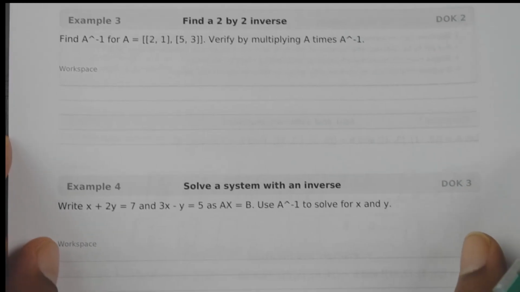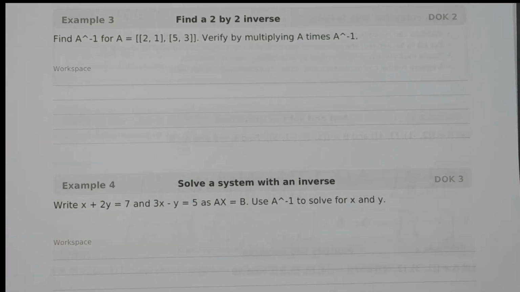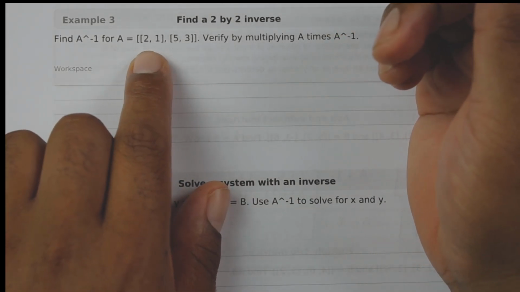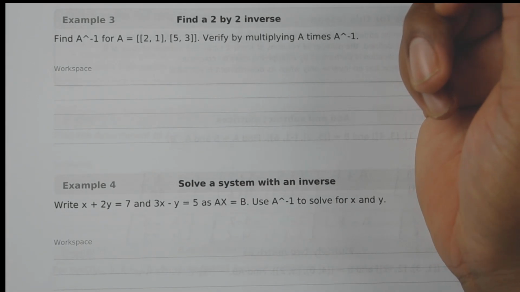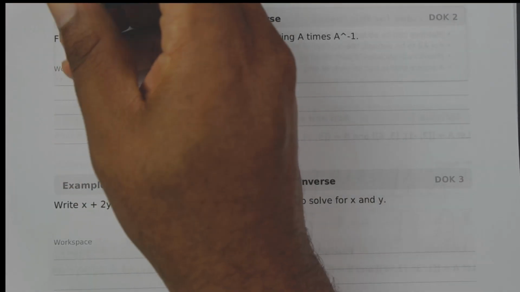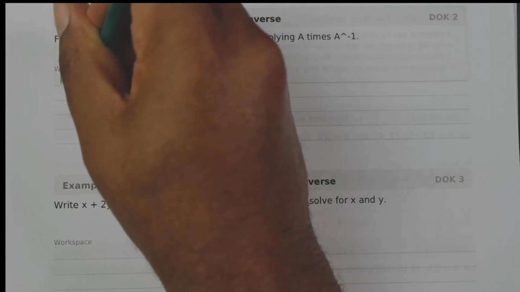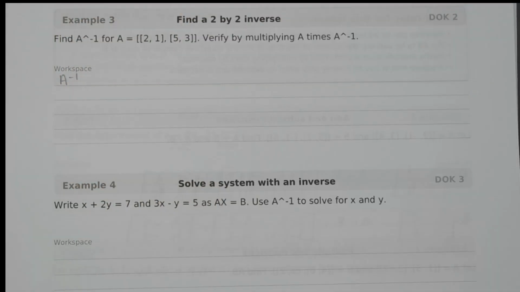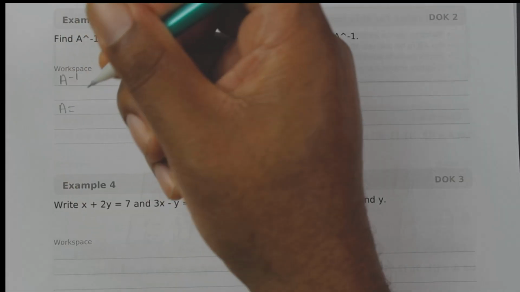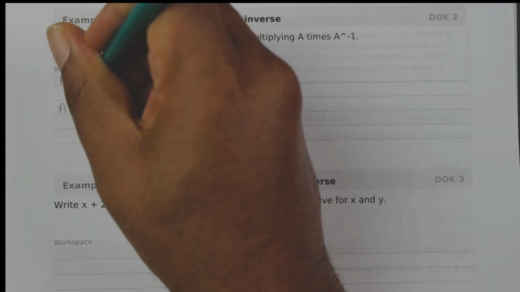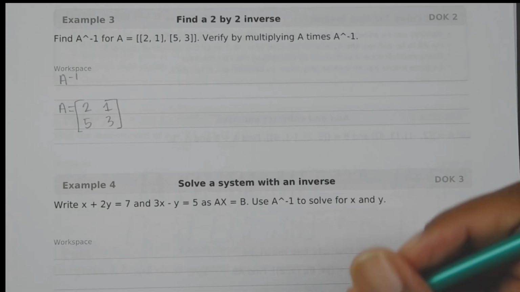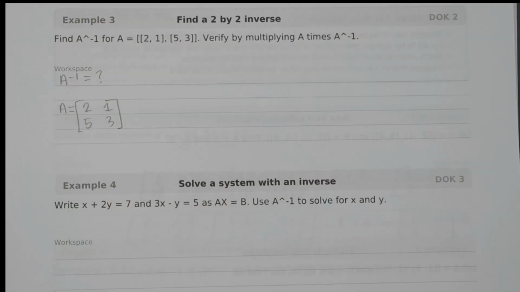Here we have an inverse. So it says find the inverse of A for A equals 2 over 1 as a row, and then the bottom row is 5 over 3. Verify by multiplying. All right. So the inverse of A is what we're looking for. So we essentially have A equals 2, 5, 1, 3. Okay, so that's what we're working with, and we're looking for the inverse.